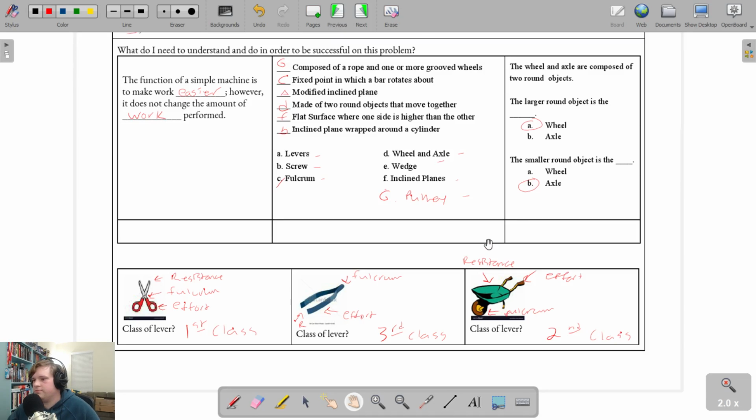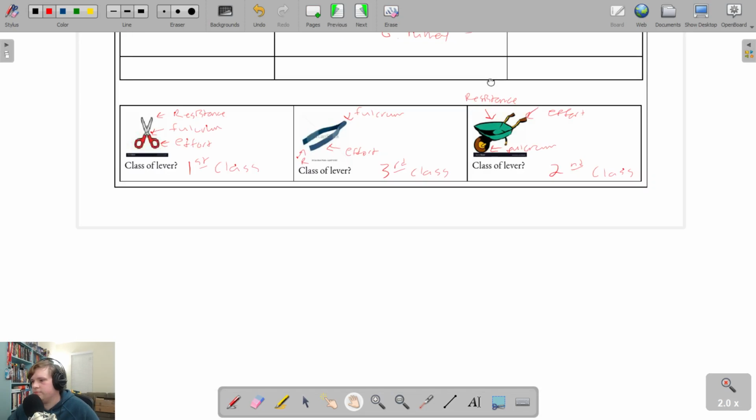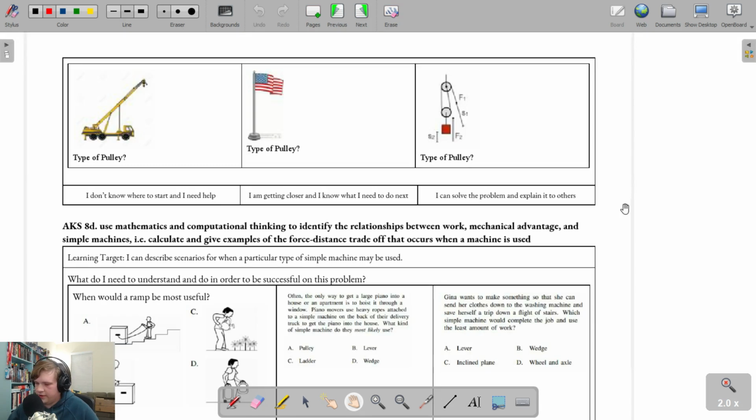Okay, moving on. That's the end of the page. Next page. Page 5. There are 3 types of levers. There are also 3 types of pulleys. Just like you can tell the class of the levers based on the effort, fulcrum, and resistance, you can tell what type of pulley it is based on what the pulley is doing.